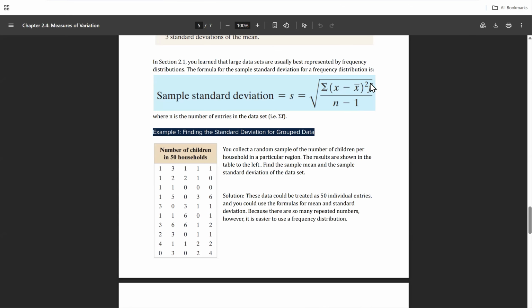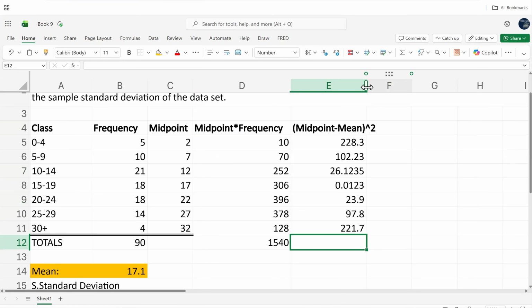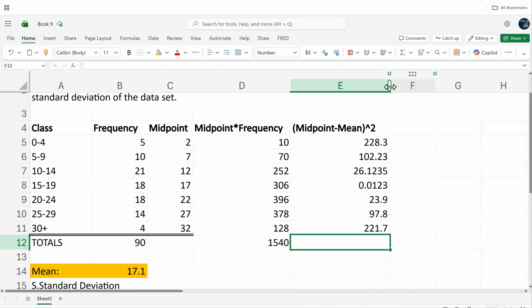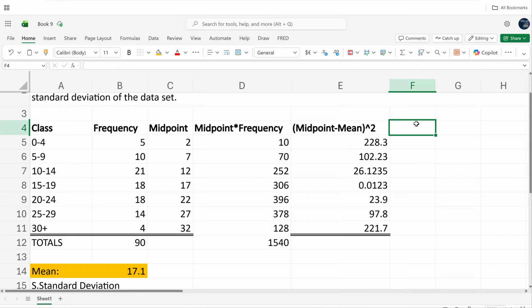Next up, we have to multiply the results we got for each by their frequencies. I guess we could have done that all in one step as well, but I don't want to overload you too much. If you get comfy with this and you want to just go for it, by all means, you could. But what I'm going to do now is another column. Midpoint minus mean squared, which we have, and it's going to get multiplied by frequency.